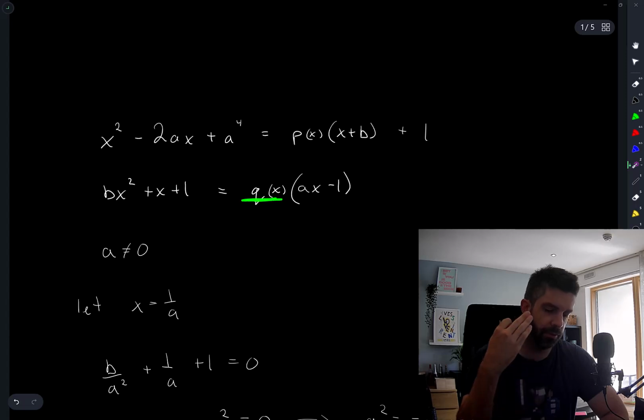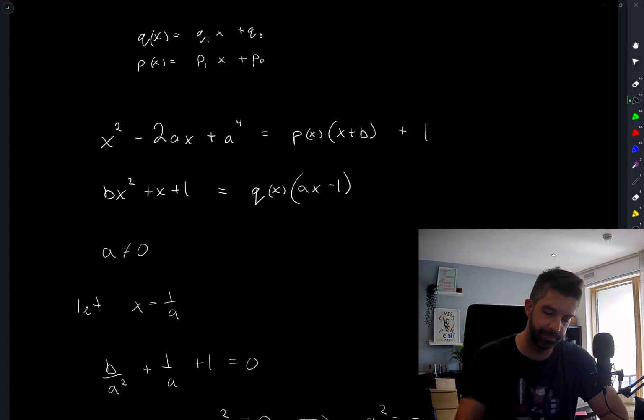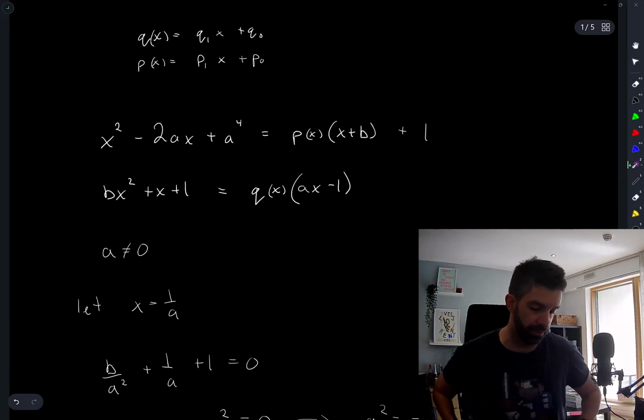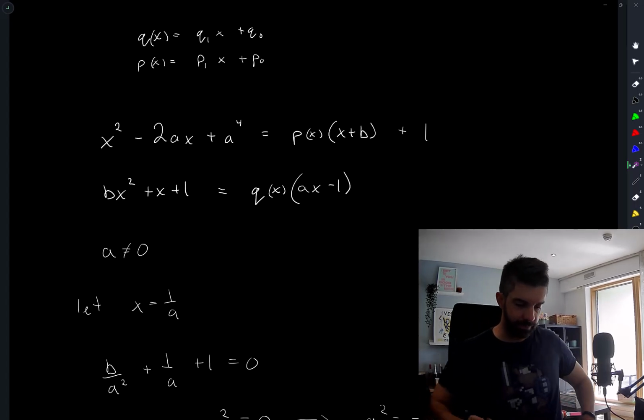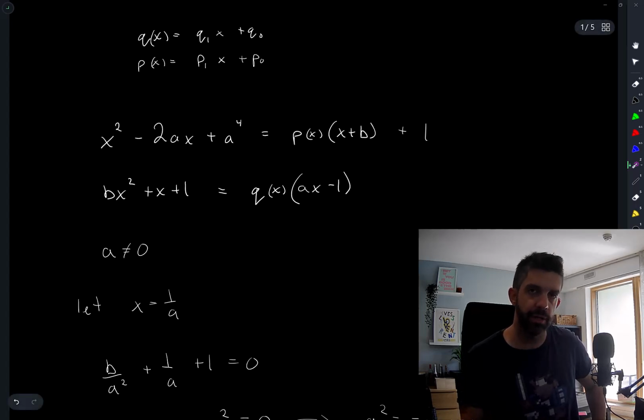what another thought that I had early on, but I thought it would be very messy, is to write out in general what q of x and p of x are, something like q of x is equal to q1 x plus q0, and p of x is equal to p1 times x plus p0. These are all just constants. And then maybe using these relations, we could solve for maybe not all these coefficients, but some of them. And then deduce, maybe get other equations that a and b have to satisfy and use those to solve.